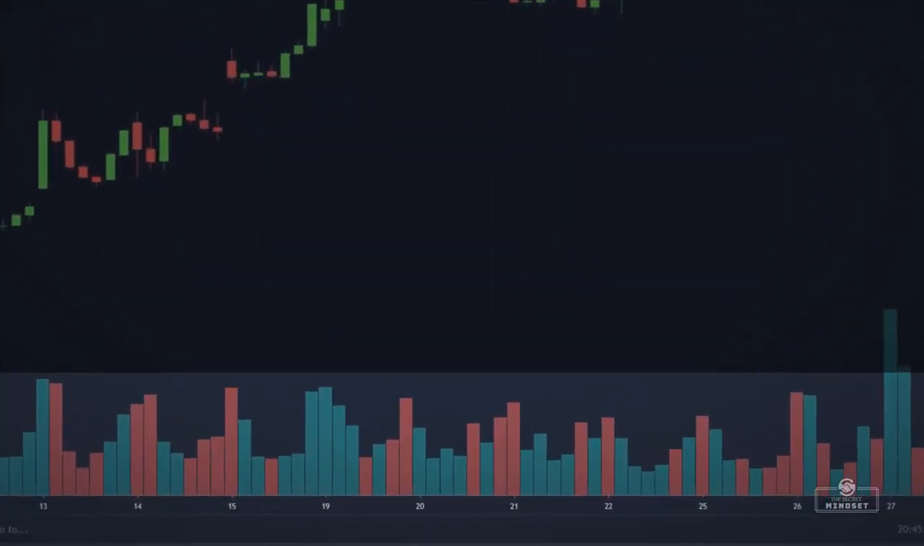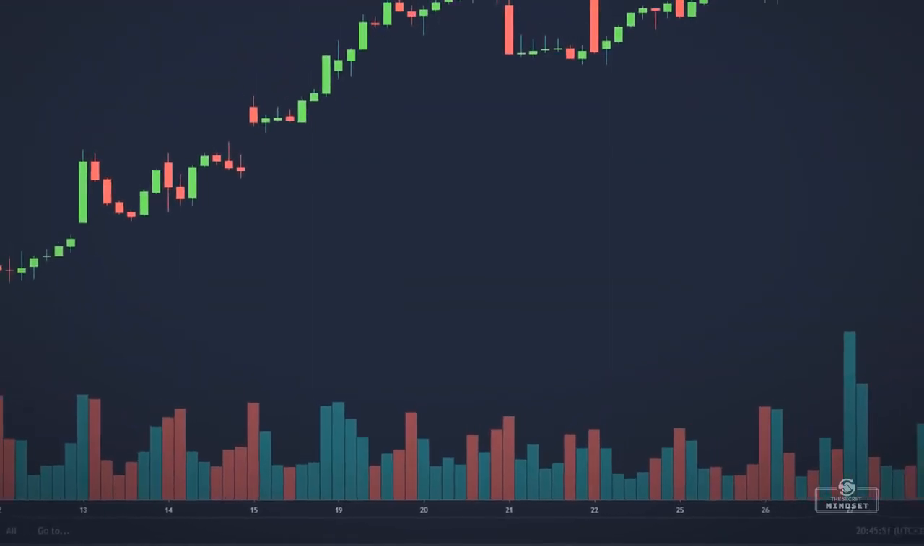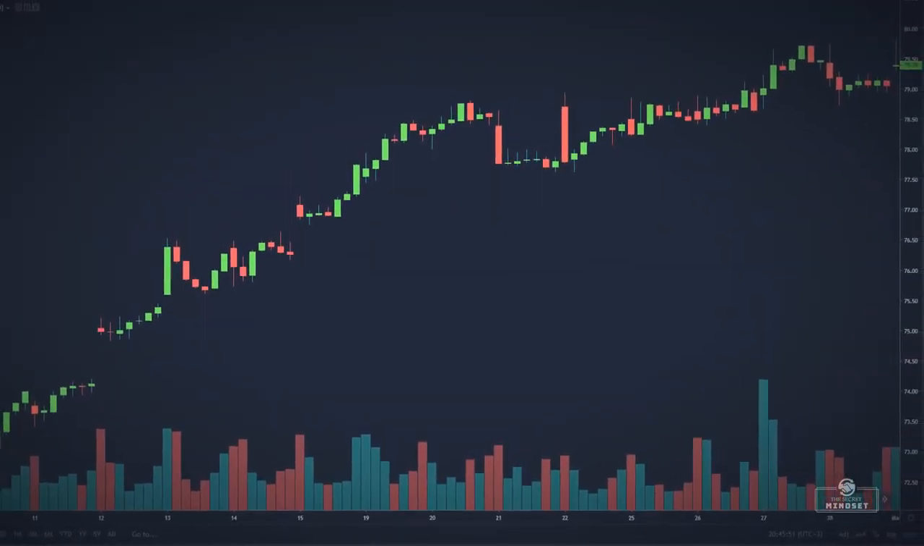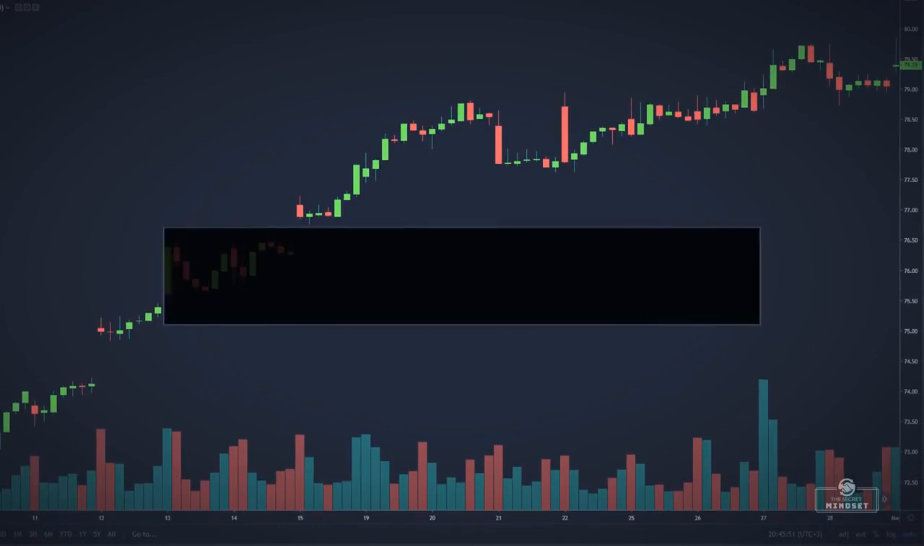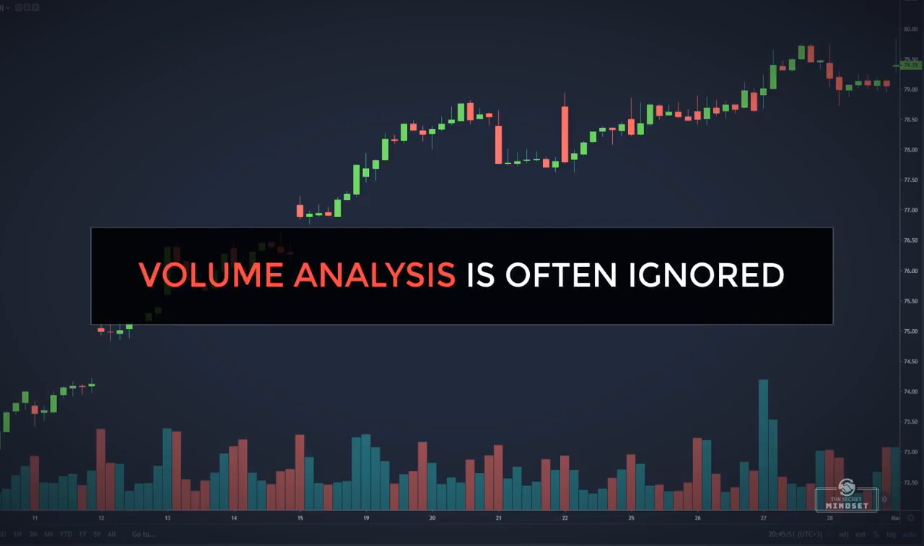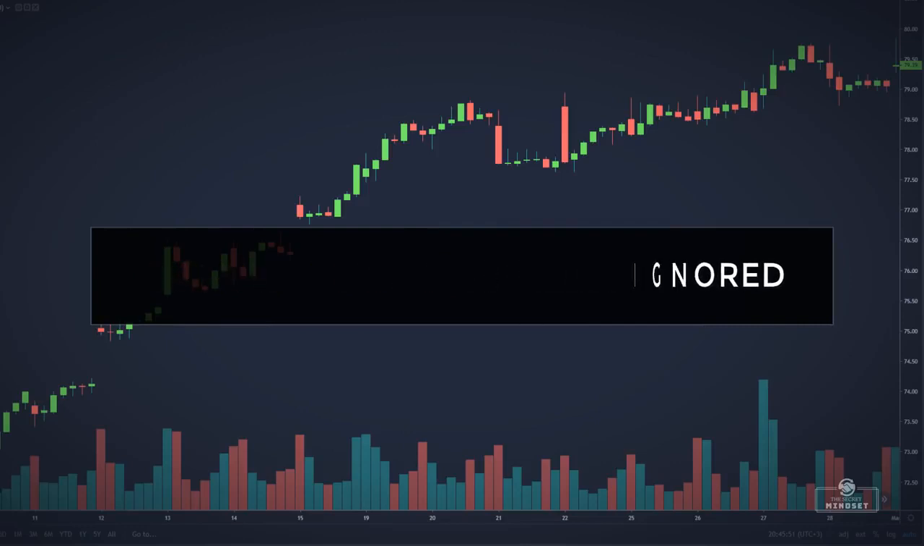Luckily for me, I read some articles about the volume and decided to incorporate it in my trading strategy. You see, there aren't many trading books devoted to the topic of volume analysis, and most trading books or courses cover volume as a secondary topic and don't offer an in-depth discussion.